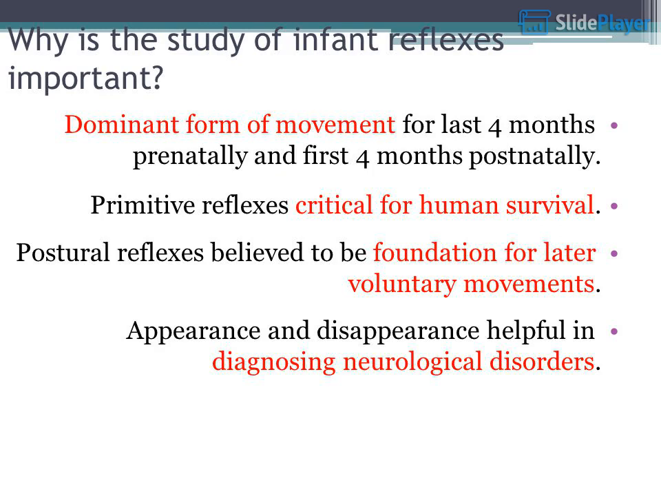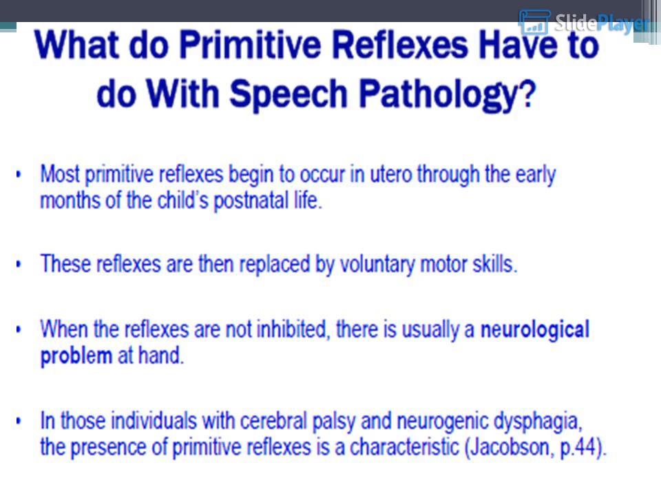Why is the study of infant reflexes important? They are the dominant form of movement for the last 4 months prenatally and first 4 months postnatally. Primitive reflexes are critical for human survival. Postural reflexes are believed to be the foundation for later voluntary movements. Appearance and disappearance are helpful in diagnosing neurological disorders.